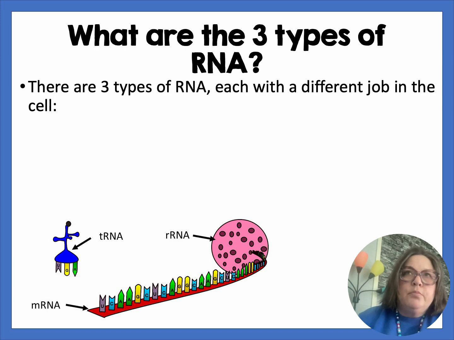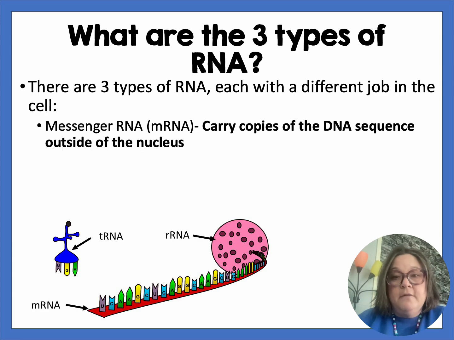So, what are the 3 types of RNA? We're talking about proteins, and everything within the cells has to have a protein of some kind to carry out specific tasks. And there's 3 different types of RNA because they all have different responsibilities. Your first one is messenger RNA. It is written as a lowercase m, and then all caps RNA. It carries copies of your DNA sequence outside the nucleus.